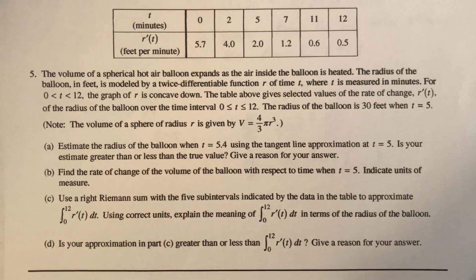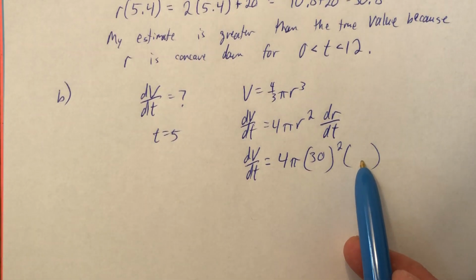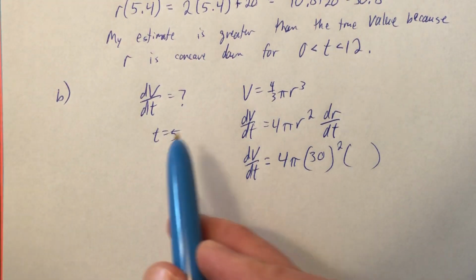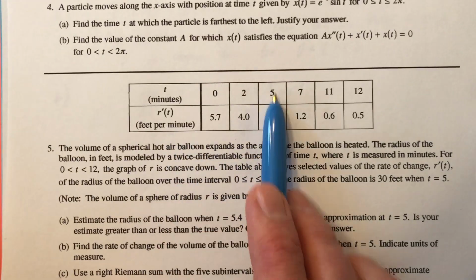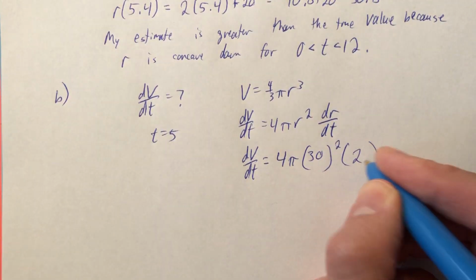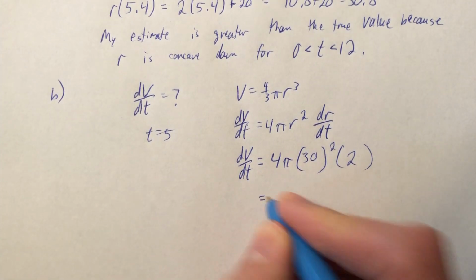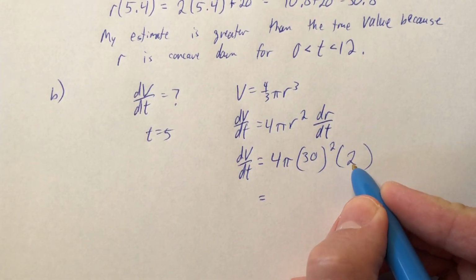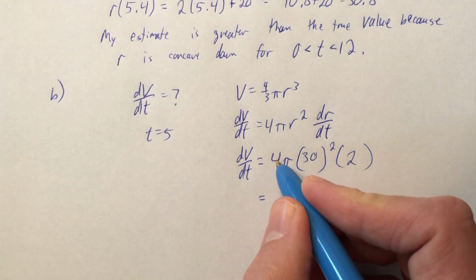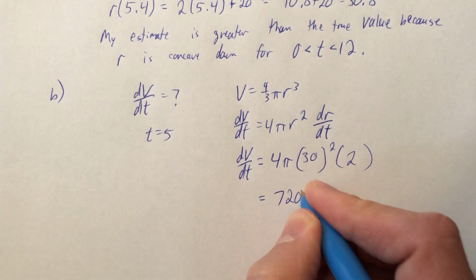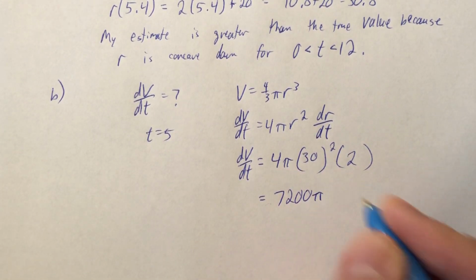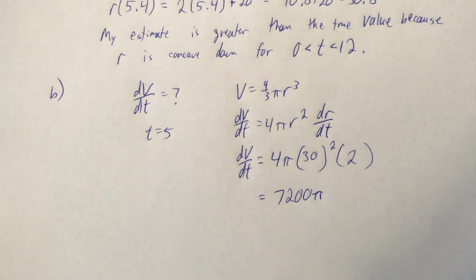Let's see. I also need dr dt. I need the rate of change at 5. The rate of change at 5 is given to me in the table. It's 2. Okay, great. Again, calculator inactive, so there we go. 900 times 2, that's 1,800. 1,800 times 4, that's 7,200 pi. Please don't multiply that out. That's just ridiculous. Leave it at 7,200 pi.